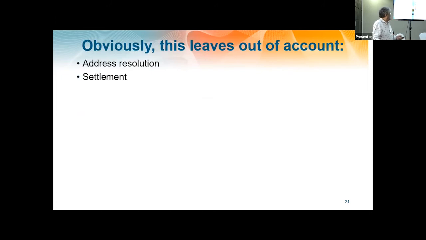Obviously, that leaves out account address resolution, settlement, routing. It's just a question about request content, but that's an important issue, one that we need to think about.